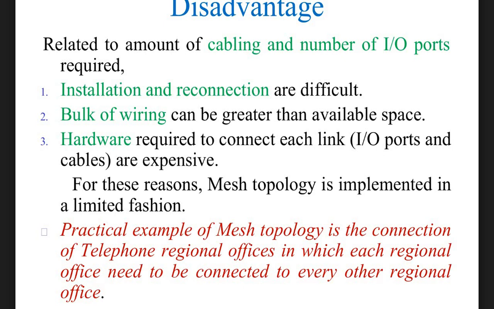Suppose I design for 10 cables, 10 links, and suddenly I need 1,000. If I want to do installation and reconnection, that is really difficult. The bulk of wiring is greater than the available space. Each time you need one more extra, you have to put the wiring also extra. The hardware required to connect each link is expensive. Installation is difficult and bulk of wiring is required. All these are the disadvantages.